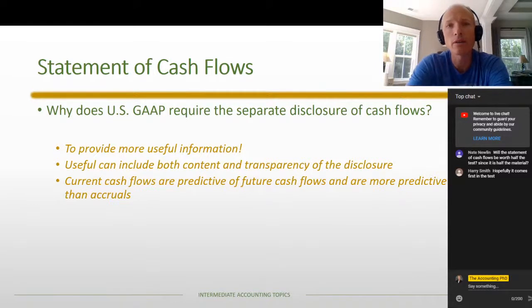Another reason a transparent disclosure is important is that current cash flows are predictive of future cash flows, and in fact, they're more predictive of future cash flows than accruals. When we talk about useful information, the way we've defined useful in accounting is that users need to be able to predict the future cash flows of the company. Given that current cash flows are the most predictive of future cash flows, a transparent disclosure of that information makes the financial statements useful overall.